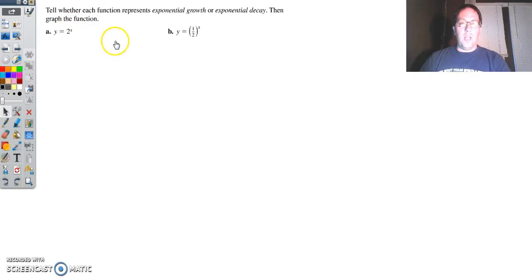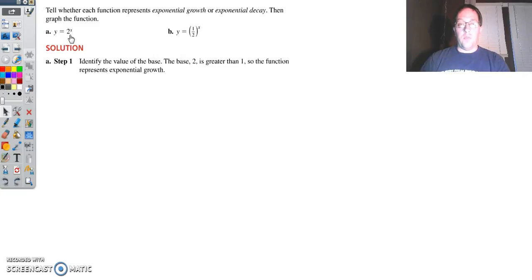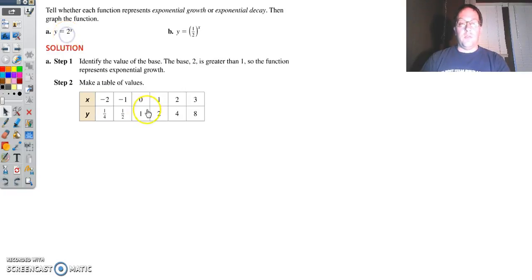What we want to do is look at a and b here, and tell whether each will be exponential growth or exponential decay, and then graph the function. So on a, y equals 2 to the x. Well, our base is 2. 2 is greater than 1, so this is going to be exponential growth. Now, to graph the function, we're just going to make a table. So we have 2 to the 0, and anything to the 0 is 1. 2 to the first is 2. 2 squared is 4. When x is 3, we have 2 cubed, which would be 8.